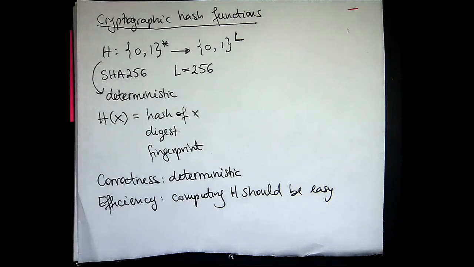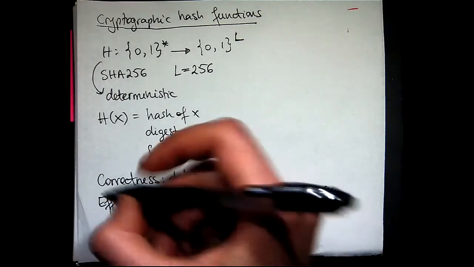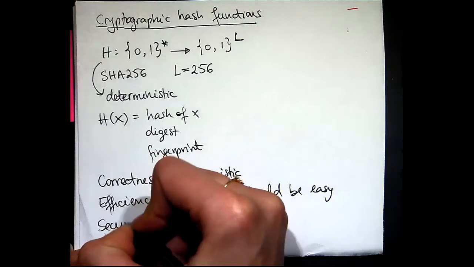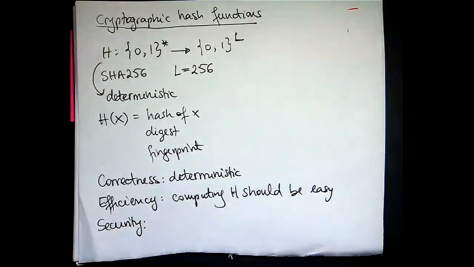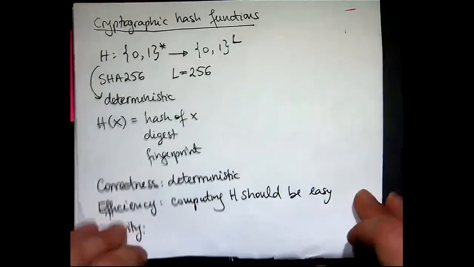Now, in terms of security, we want a few more things. So for security, we want a property such as one-way, which we learned about already. Namely, an attacker should not be able to invert the hash function and obtain some X that matches that hash. We also want collision resistance, namely the attacker should not be able to find two X's that map to the same hash. So let's write them down.